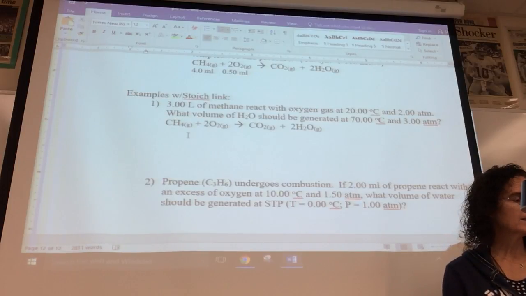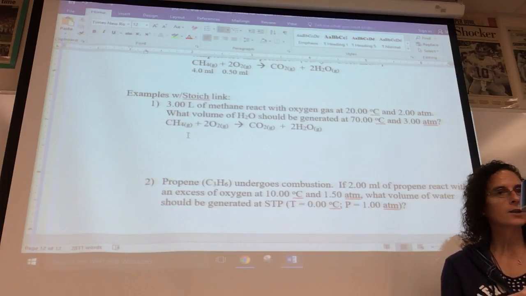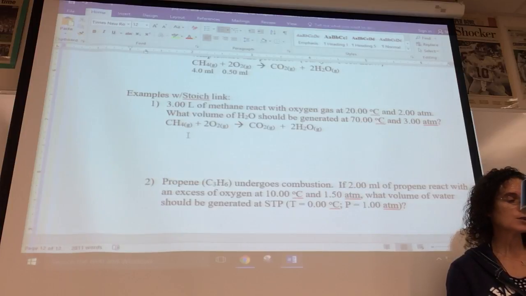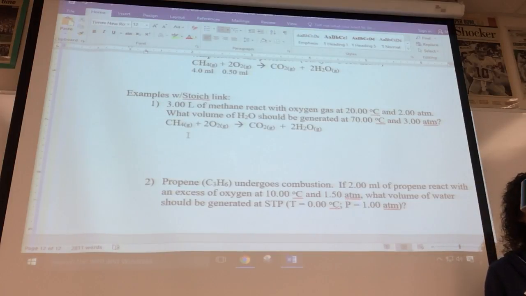So you have 3 liters of methane reacting with oxygen gas at 20 degrees Celsius and 2 atmospheres of pressure. Here's where you have to recognize the key. It says what volume of water should be generated at 70 degrees Celsius and 3 atmospheres of pressure.